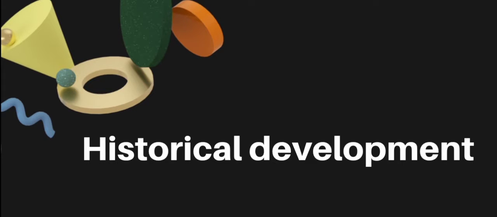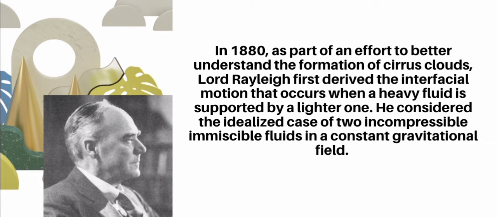So let's check the historical development of the Rayleigh-Taylor instability. In 1880, as part of an effort to better understand the formation of cirrus clouds, Lord Rayleigh first derived the interfacial motion that occurs when a heavy fluid is supported by a lighter one. He considered the idealized case of 2 incompressible, immiscible fluids in a constant gravitational field.